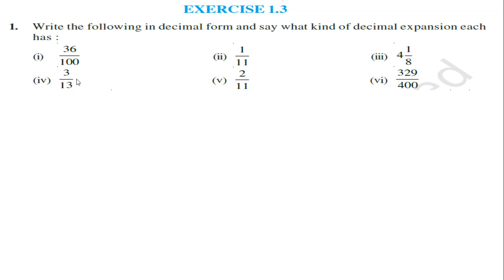Now, 1.3. Write the following in decimal form and say what kind of decimal expansion each has, meaning terminating or non-terminating repeating. So it's decimal form we have to write. The first is so easy.